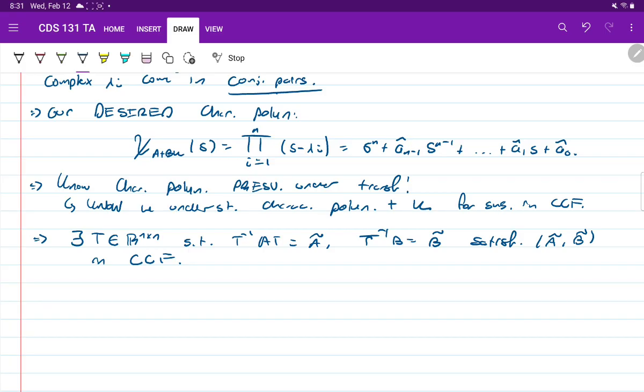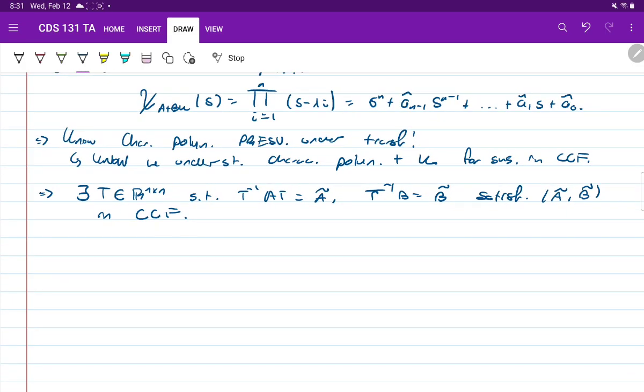So what are we going to do? First off, we're going to design for this system, which we know will have some sort of nice, easy to work with characteristic polynomial. So I'll say take a gain matrix, which I'll call K tilde in R^(1 by n).